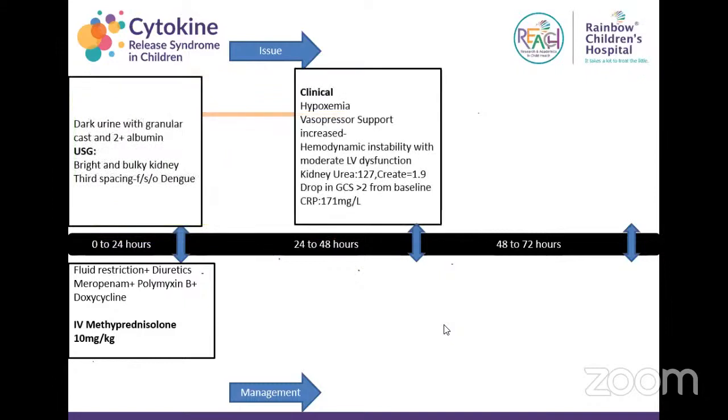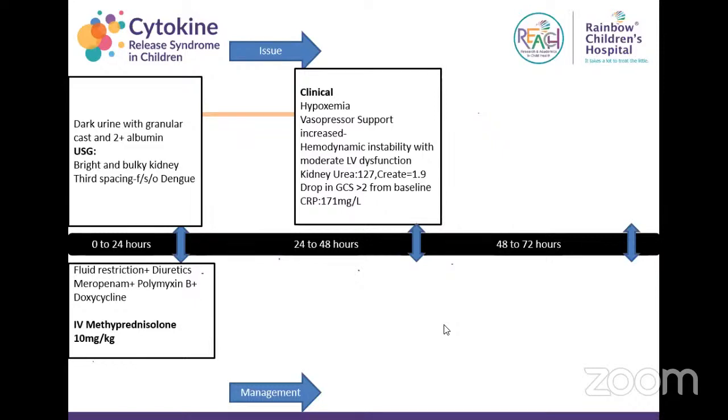Yes, please, sir. So in the next 24 hours, what we saw was a clinical deterioration. His oxygen requirement had gone up. His sensorium had dipped by more than 2 from the baseline at which he had presented. He had hemodynamic instability with worsening of left ventricular function, requiring adrenaline, noradrenaline, and vasopressin. His organ dysfunction had worsened. Urea had gone up to 127, creatinine had gone up to 1.9, and CRP had shot up to 171.